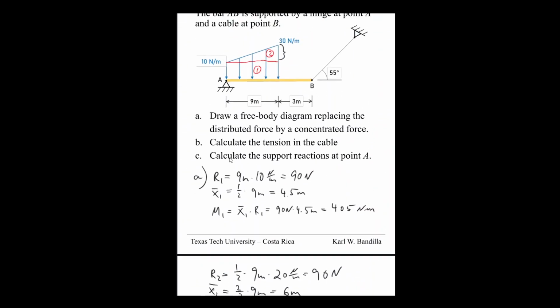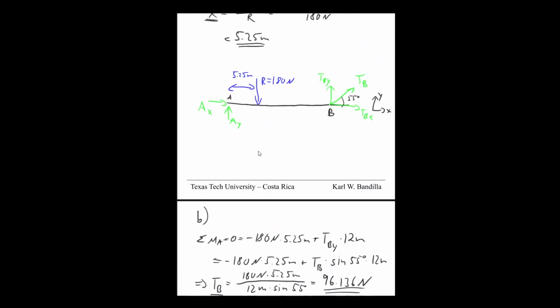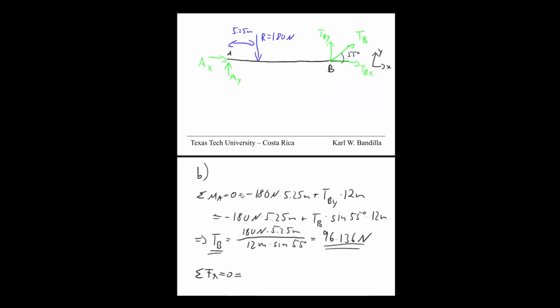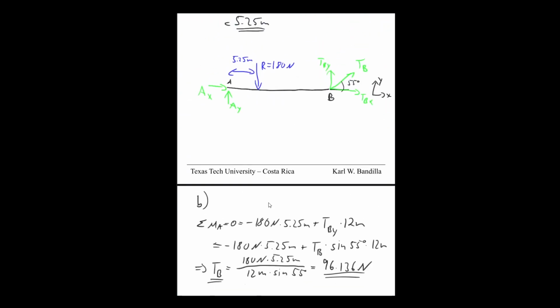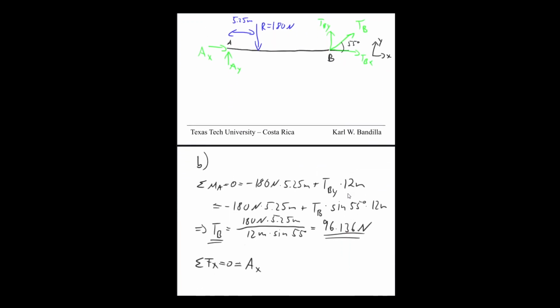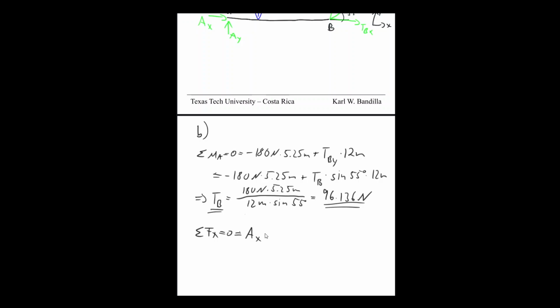All right, then C, calculate the support reactions at point A. Let's go to our free body diagram. So we want to get our reactions right here. Now, the first one we can do of course is the sum of forces in the x direction. That will only have one unknown in it. Sum of forces in the x direction is equal to 0. Well, we have AX going to the right, so we set it as positive. AX, and then we would have TBX also going to the right, so also positive.